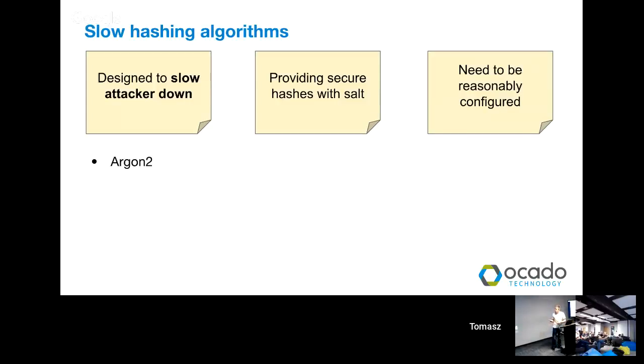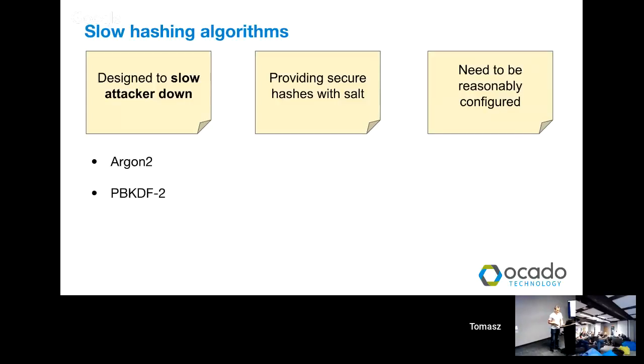So firstly, Argon 2. Argon 2 is pretty much a new player. In 2013, there was something called a password hashing competition held by some guys, and a lot of algorithms took part in it. And in 2015, the winner was announced, and it is Argon 2. And this is considered to be the best choice for now.